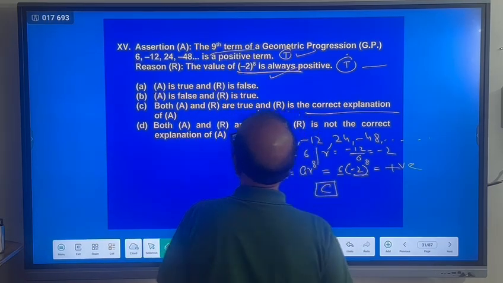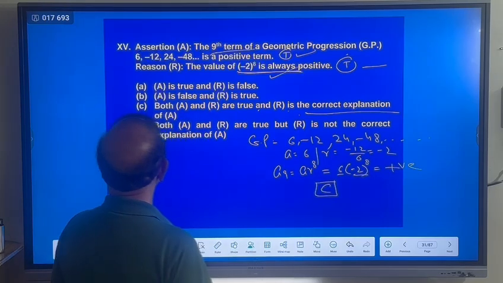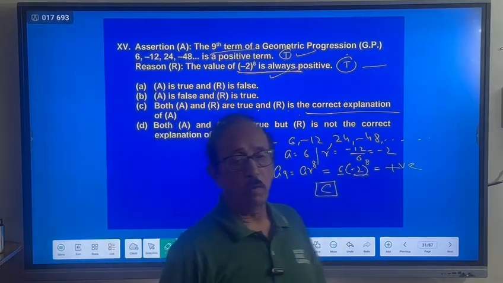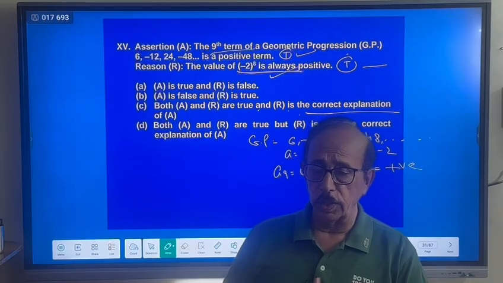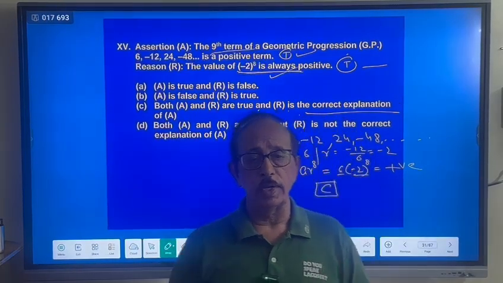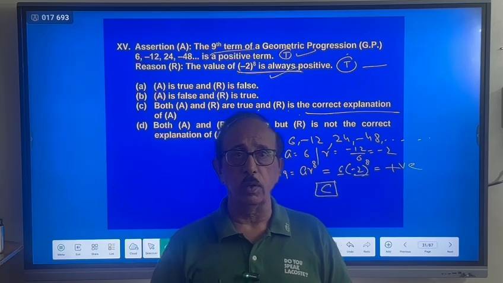Now this was the MCQ questions from 11 to 15. Now I have already solved 10 MCQs. Now these are 5 MCQs. Now I have completed all the 15 MCQs.